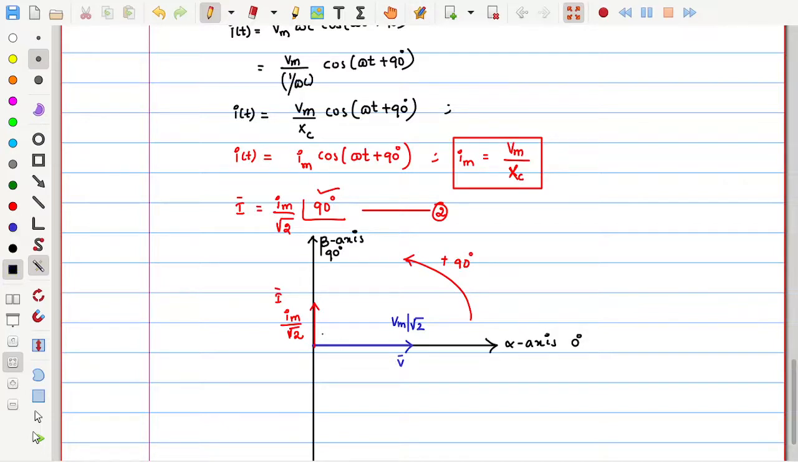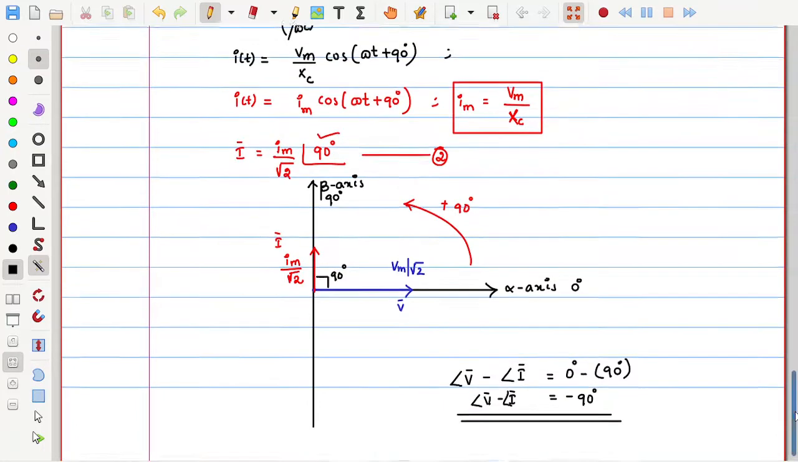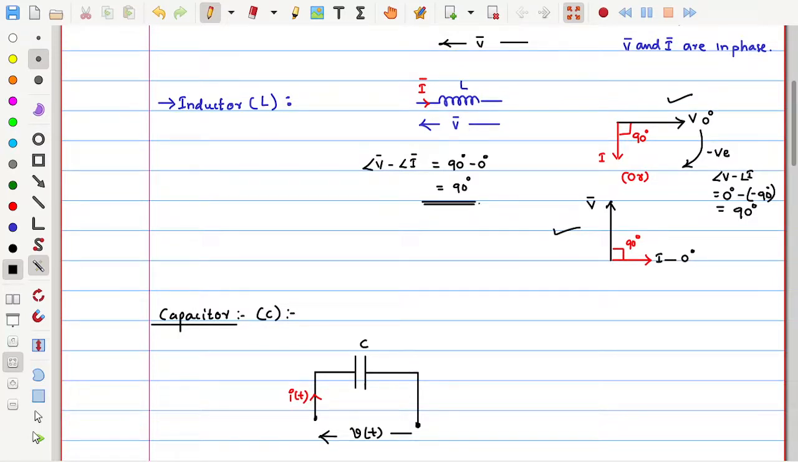Now, try to observe what is the angle difference between voltage and current? 90 degrees. But a very interesting comparative analysis is this: let me take the angle of voltage minus the angle of current, as in the inductor case. How much is the angle of the voltage? The voltage is lying on the 0 degree position. Minus, where is the current lying? 90. It is plus 90, so I am taking plus 90. So 0 minus 90 is what? Minus 90. See that the angle difference between voltage and current for a capacitor is 90 but negative, whereas for the inductor it is plus 90.